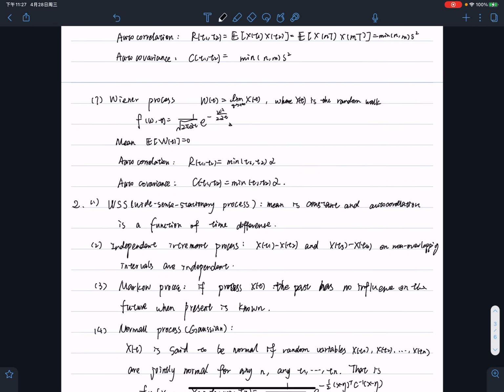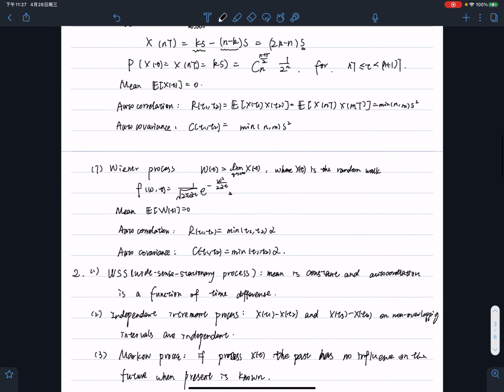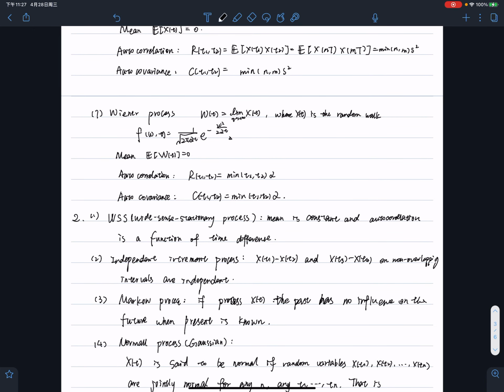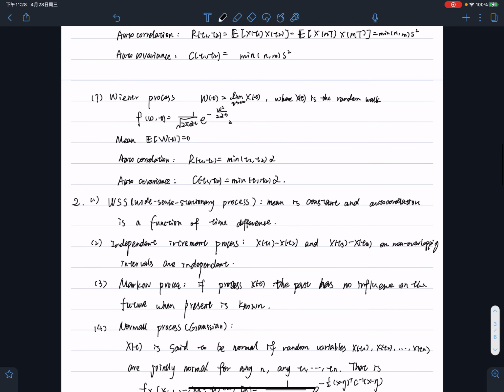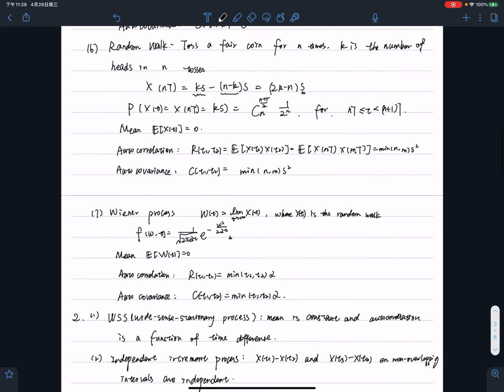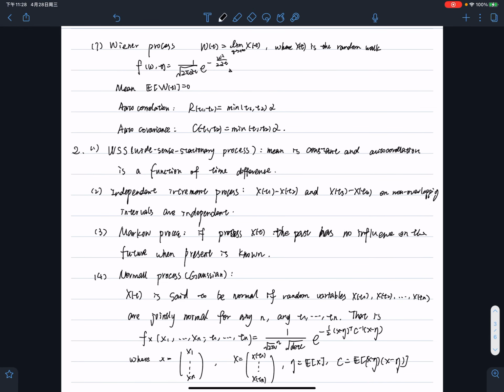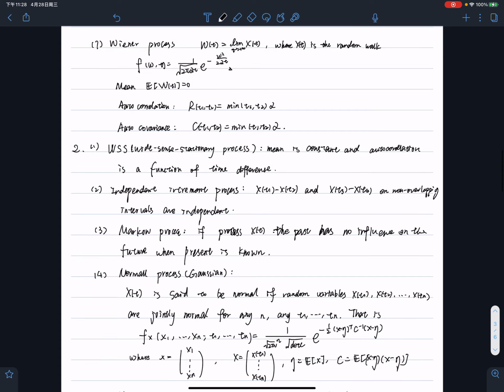When the process comes from the random walk, assume that X(t) is a random walk, and W(t) is the limit of X(t). So the probability distribution looks like the normal distribution with mean 0 and variance alpha t. So the mean of the Wiener process is 0, and the autocorrelation and the autocovariance are shown here.